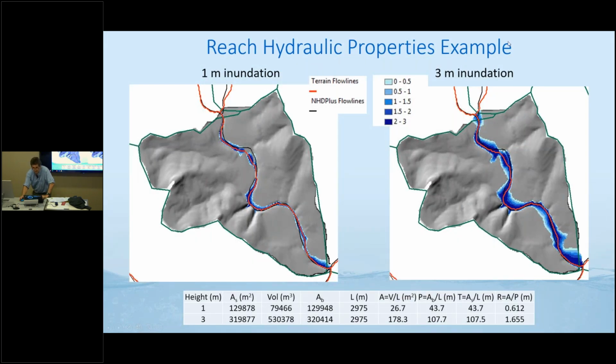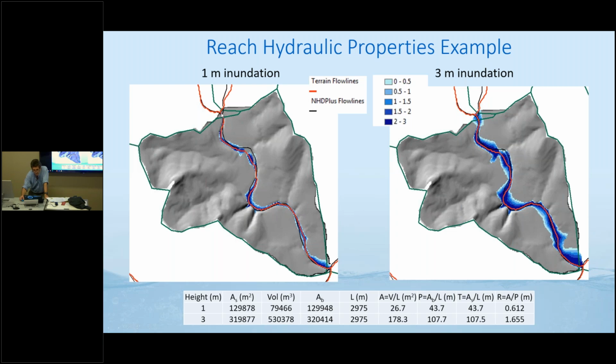So here's an example of how that actually works. So I took a particular catchment, and we had flow lines here. And there's a little bit of complexity in here because we're looking at the difference between the terrain flow lines and NHD plus flow lines. But just think of the terrain flow line there for a minute.